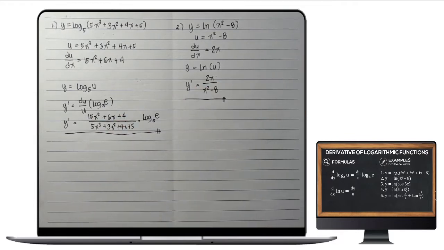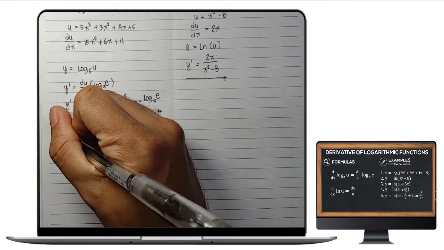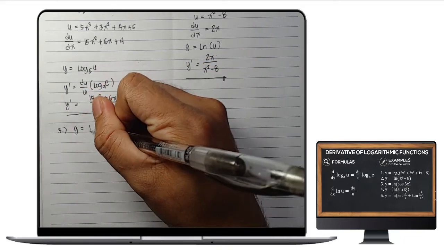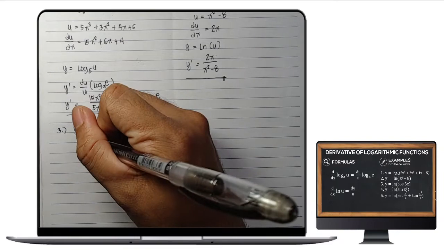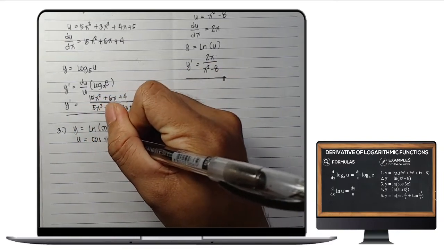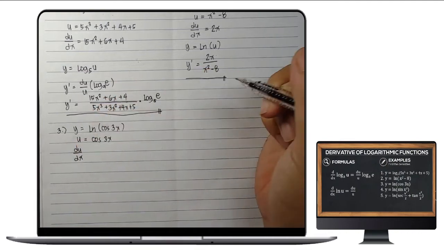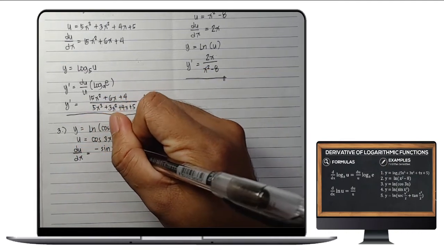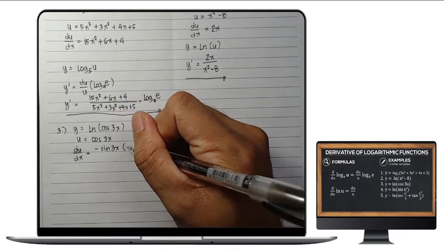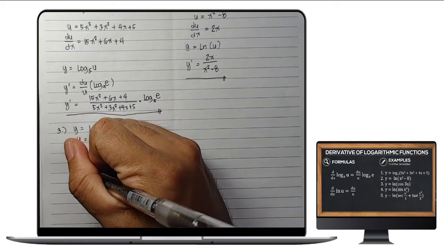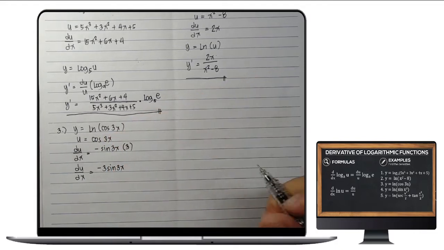Okay, let's have number 3. y is equal to ln of cosine 3x. Again, we let u yung nasa loob, which is cosine 3x. Then, when we get the derivative of u with respect to x, that is negative sine of 3x, the derivative of cosine, multiplied by the derivative ng loob, or the derivative of 3x, which is 3. Therefore, the derivative of u with respect to x is equal to negative 3 sine 3x.